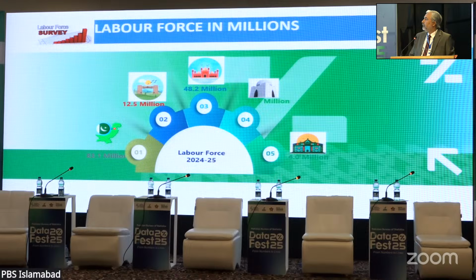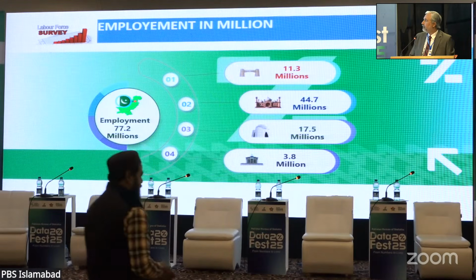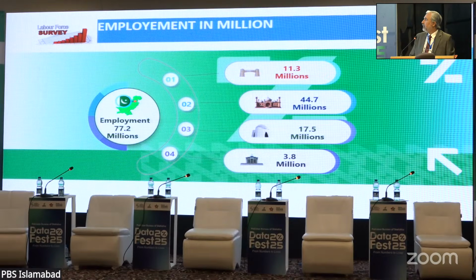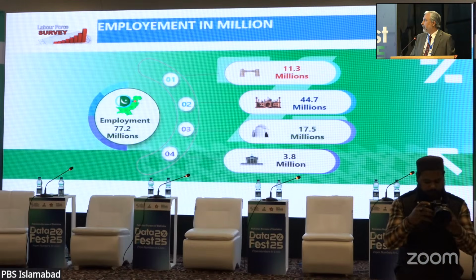Next, labor force in millions. Overall, it is 83.1 million, out of which KP has 12.5 million, Punjab has 48.2 million, and Sindh has, I cannot see the numbers, so it is 4 million for Balochistan, I think. So that is the overall labor force for 24-25. Next. Employment in millions: employment is 77.2 million, out of which KP has 11.3 million, Punjab 44.7, Sindh 17.5, and Balochistan 3.8 million.